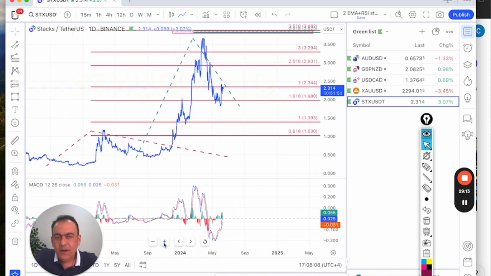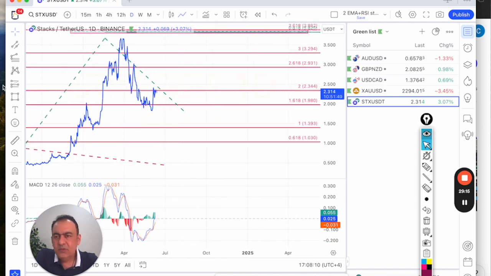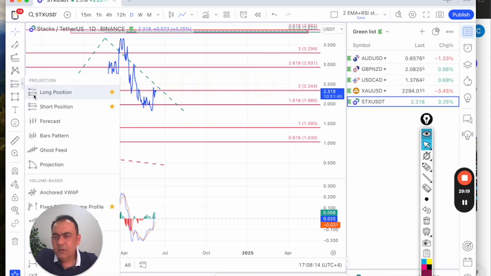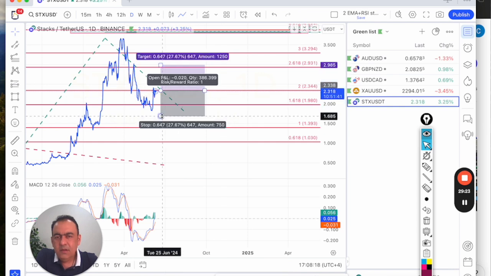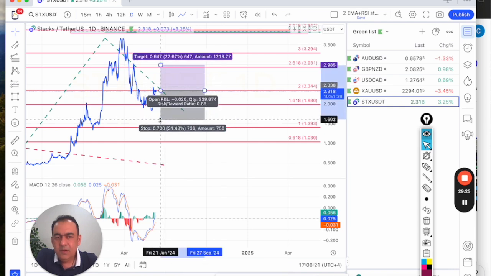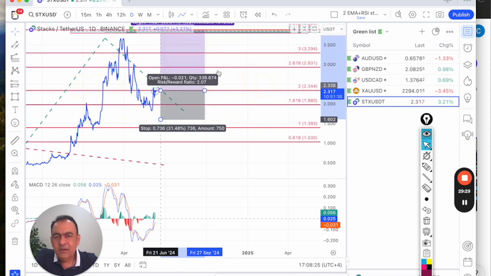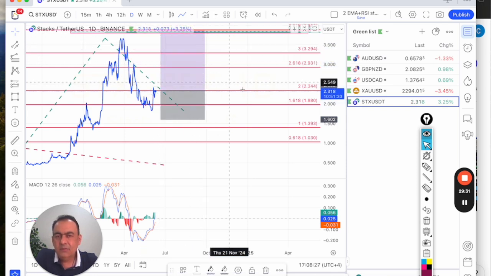So if you buy STX around 2.31, let's calculate our risk and reward. Long position at the current market price, maintaining a stop loss below 1.61 and aiming at 3.8. So easily you can make 2 times.